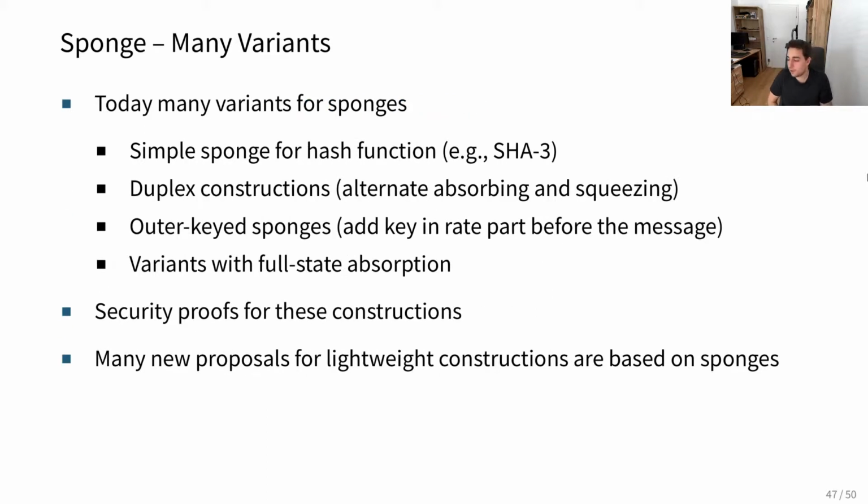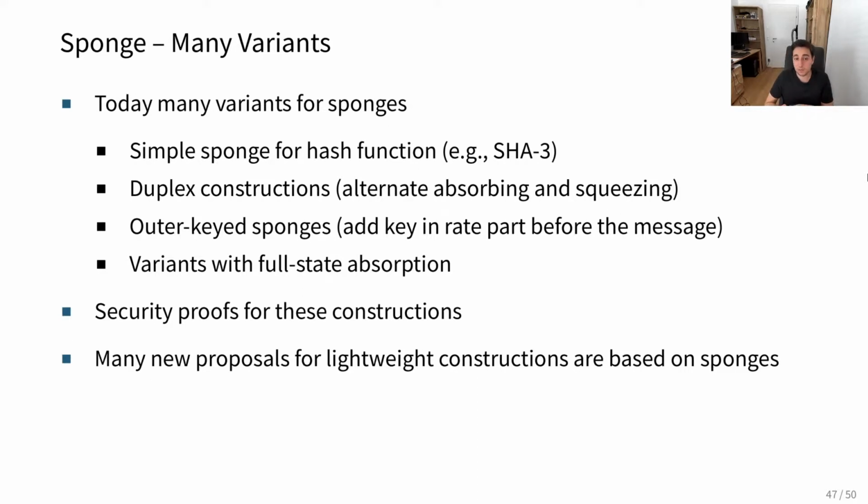Okay, we can build many variants with the sponge function. So there's the very simple sponge function for a hash function, for example, SHA-3. And there are duplex-based constructions which alternate absorbing and squeezing. Or, well, maybe alternate is not the right term. Maybe you can also say they do it simultaneously. It depends how you define it. Then there are things called outer keyed sponges. So they can be used for MACs, for example, where we add the key in the rate part before adding the message parts.